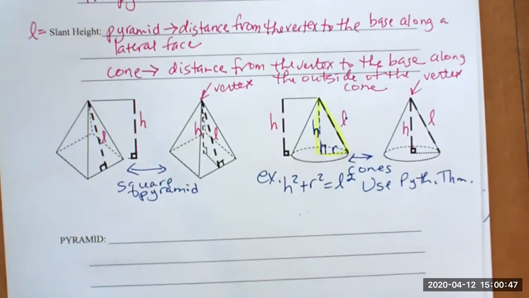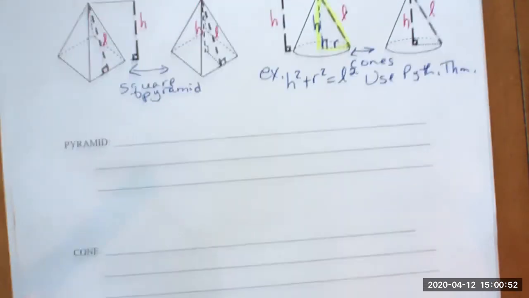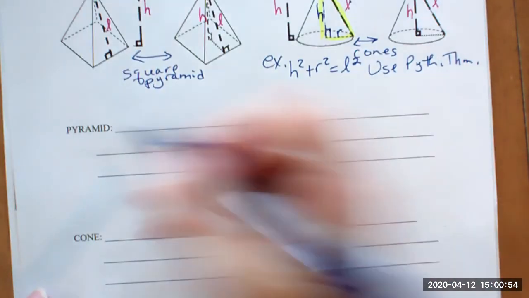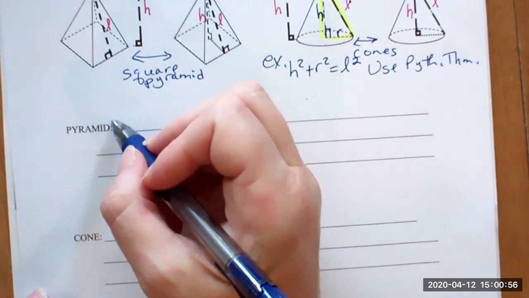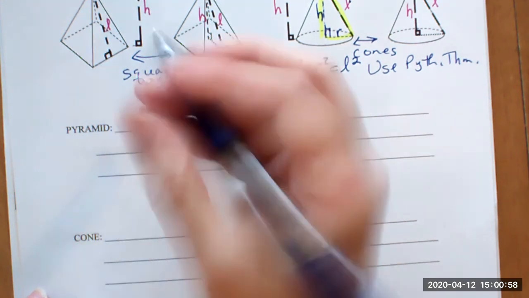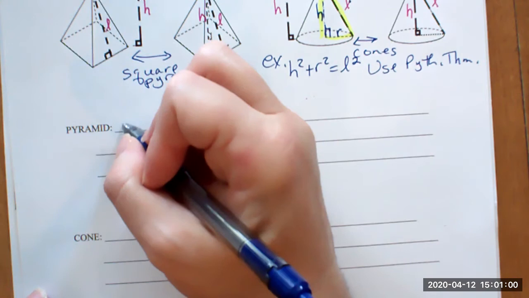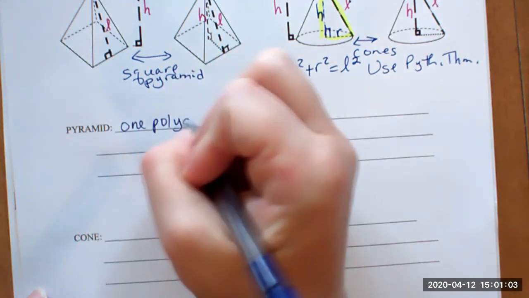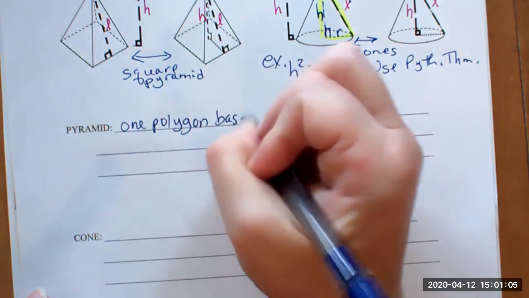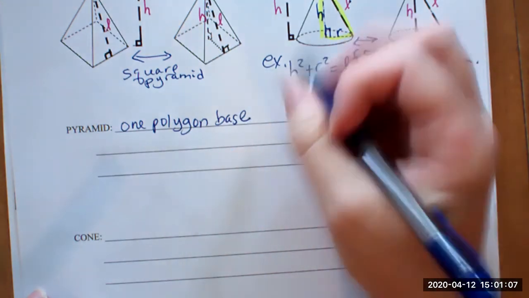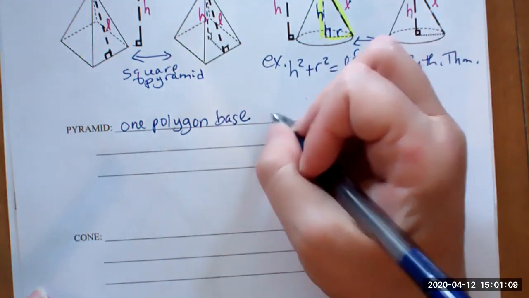All right, so to define a pyramid, define a cone, and then we'll do some calculations. First of all, a pyramid has one base. That's a polygon. So we can say it has one polygon base and lateral faces that meet at a common vertex.